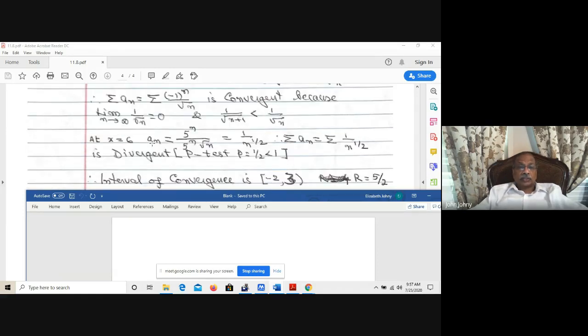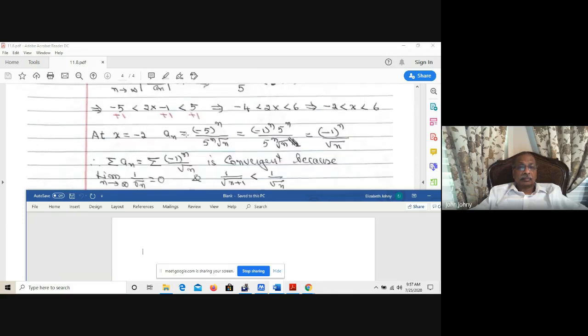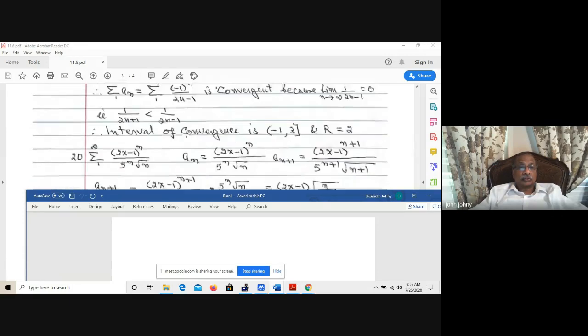And when x is equal to 6, an is equal to 6 times 2 is 12 minus 1. It's actually 11 to the power of n. I think there is a small correction there.